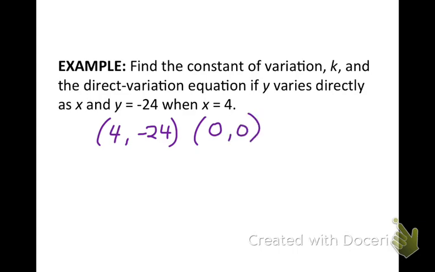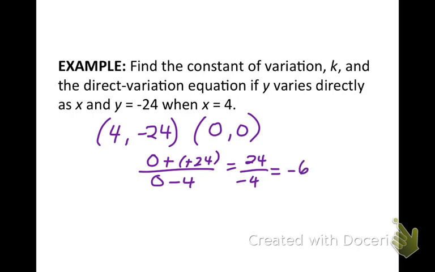How do I find the slope of those 2 points? y2 minus y1, so 0 minus negative 24, which is plus 24, and then over 0 minus 4. So then we would get 24 over negative 4, so we get negative 6. My slope would be that negative 6. What's my y-intercept? 0. So this is your m, this is your b. What's the equation? y equals negative 6x, right? Does that represent direct variation? Sure. It's linear, and it has a y-intercept of 0.